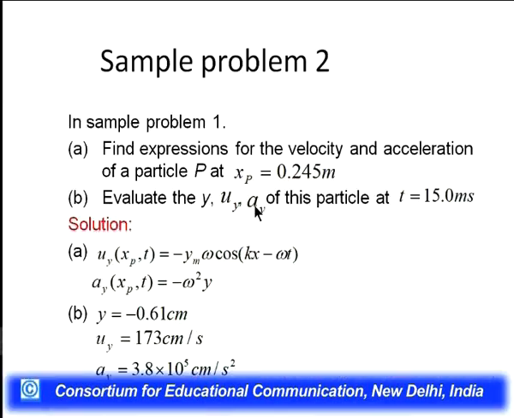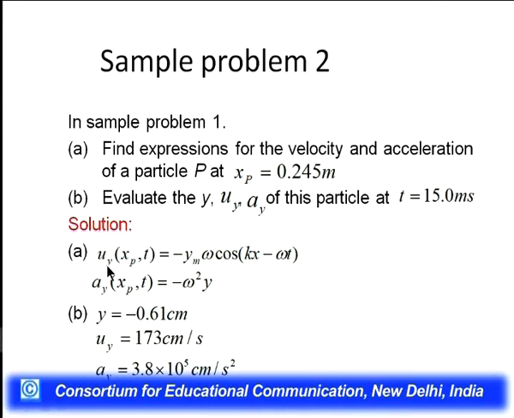Thank you, Geetika. Okay, dear students, now we discuss the second problem, which is used to calculate the frequency and acceleration. Now, from the expression, we have the velocity and acceleration of the particle P at xp equal to 0.245 meter. Now, we evaluate y. y is the displacement, uy is the velocity of the wave, ay is the acceleration of this particle at time t equal to 15.0 millisecond.